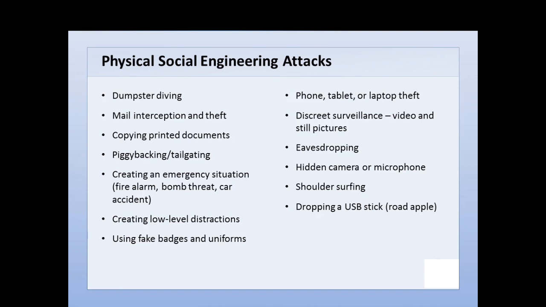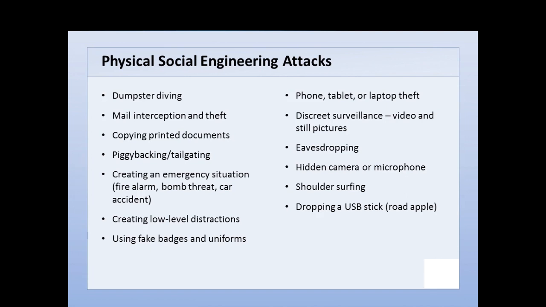They may use fake badges and uniforms to get into a place so they can get physical access. They also may steal phones, tablets, or laptops, A, hoping to get information off of them, but B, just so that the person won't have them. That could be denying them information that they need to do their job. You also may see people in your parking lot taking pictures and video. That's discreet surveillance. Hopefully, if it's discreet enough for the hacker, they won't get caught.